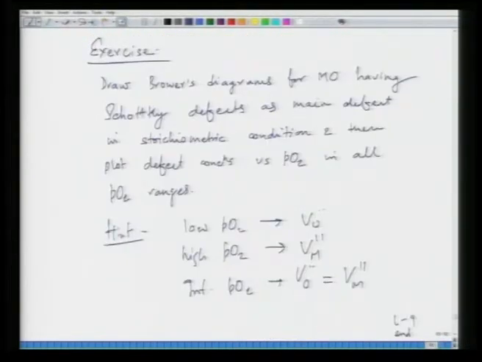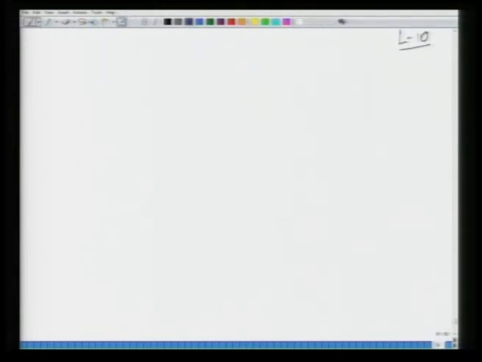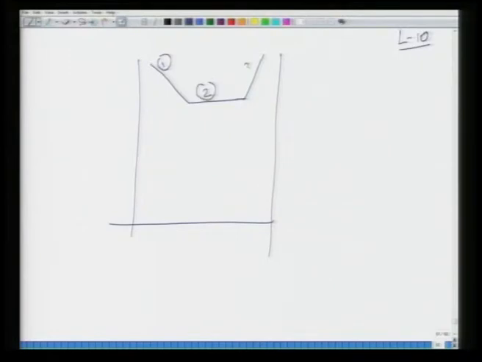And if you look at the top part of this diagram, and this was the exercise which I gave you, no matter what, the top part of the diagram would look like this. The top part of the diagram is basically the majority concentration. So, this is regime 1, regime 2, regime 3. Let us say in this regime you have VO, in this regime you have OI, and in this regime OI is equal to VO. So, this is PO2 on log scale and this is concentration.